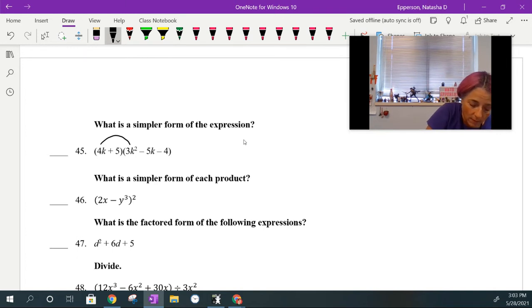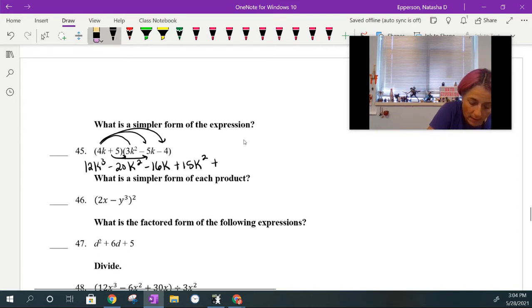So 4 times 3k is going to give me 12k cubed. 4 times 5k is going to give me negative 20k squared. This is going to give me negative 16k. We're going to do 5 times 3, which gives me positive 15k squared. 5 times negative 5 gives me negative 25k. Then that's going to give me negative 20.